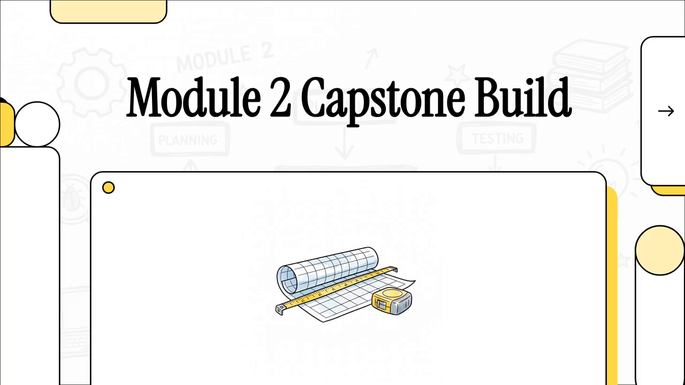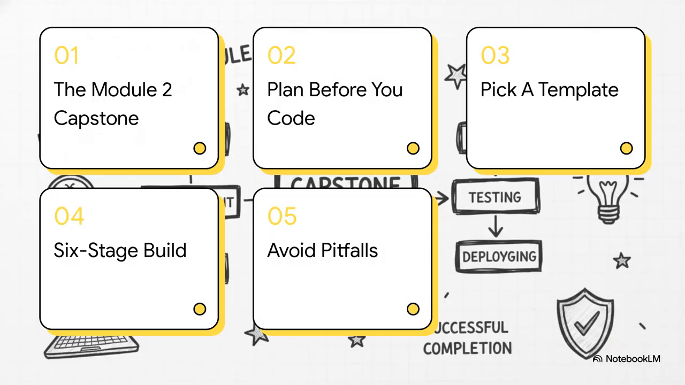We are shifting from sketching out those neat, fragile little ideas to constructing a robust, builder-grade tool that solves a real, messy problem. We're going to unpack exactly how to take all these complex concepts you've been learning and converge them into one finished, rock-solid piece of work that you'll actually keep using long after this build is over. Here is our blueprint for today. We'll be covering the Module 2 Capstone, planning before you code, picking your project template, the 6-stage build process, and finally, avoiding common builder pitfalls.